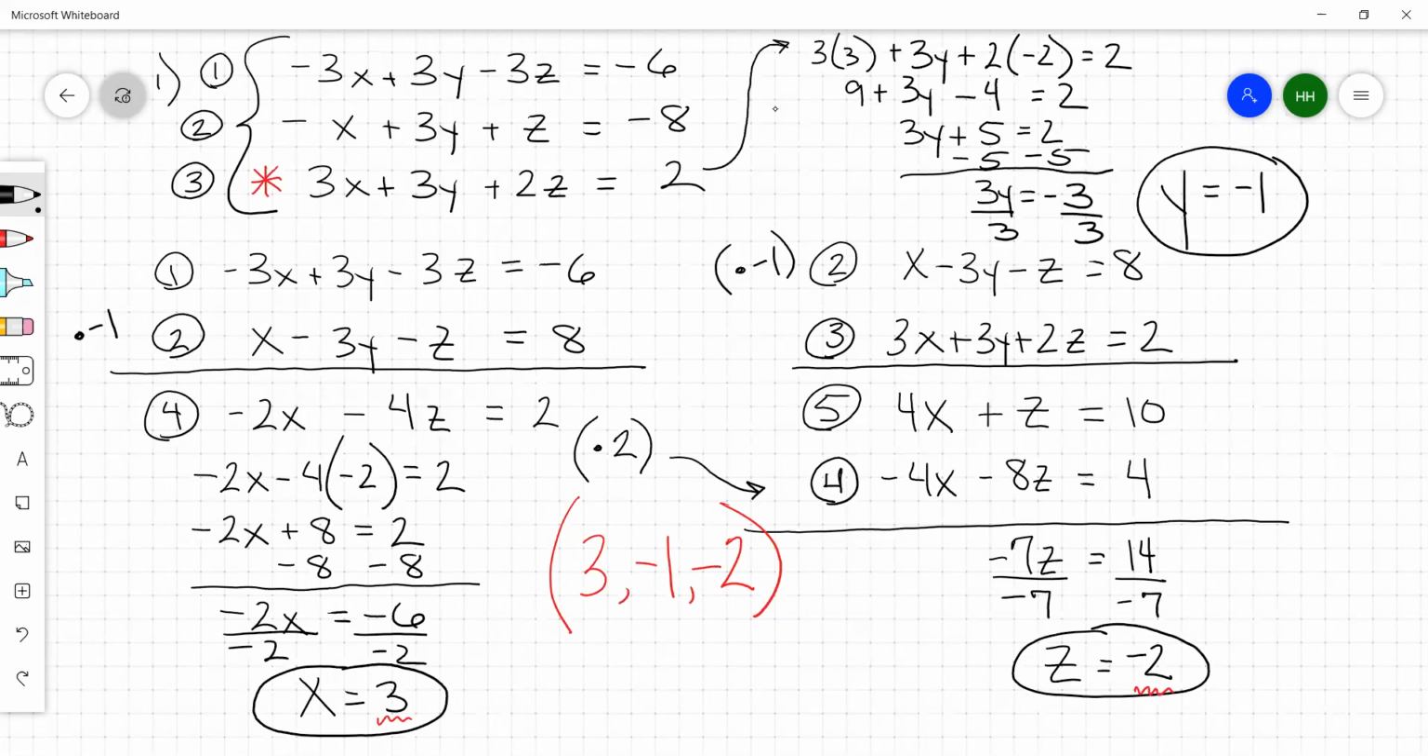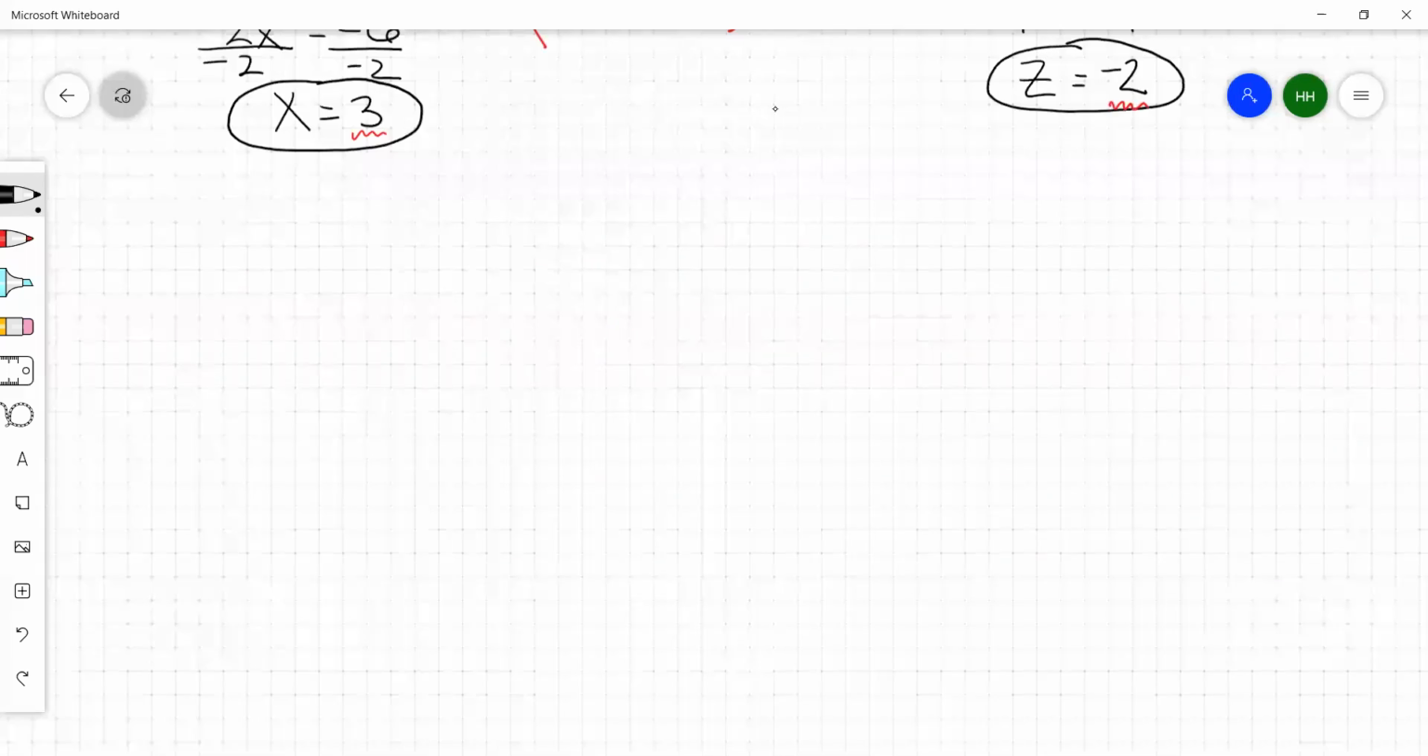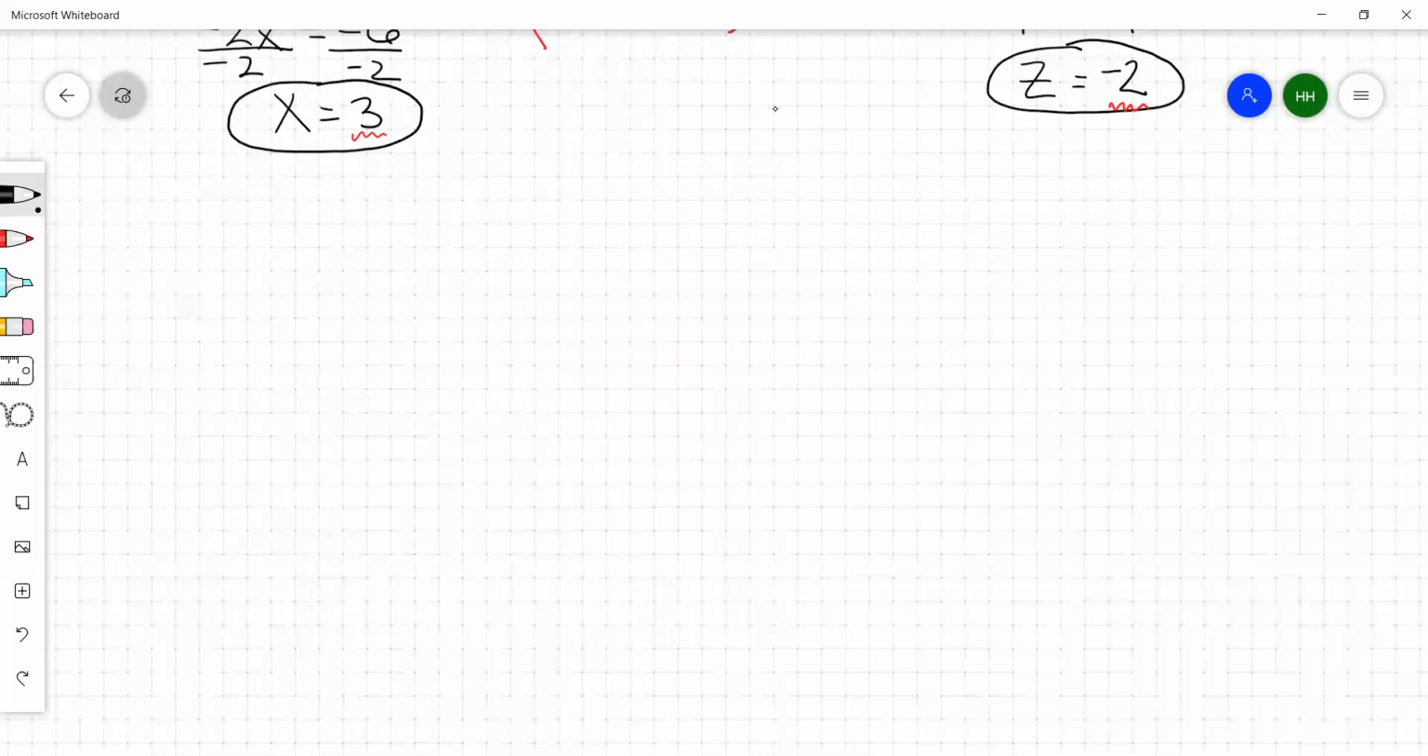Okay, solve the system of inequalities by graphing. I'll do number 4. I'm going to do 4 and 5 just because I want to show you those horizontal vertical line problems. So you got y less than or equal to negative x plus 3. You got y greater than 3x minus 2.